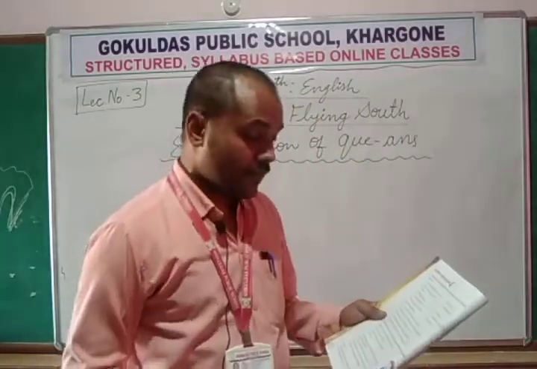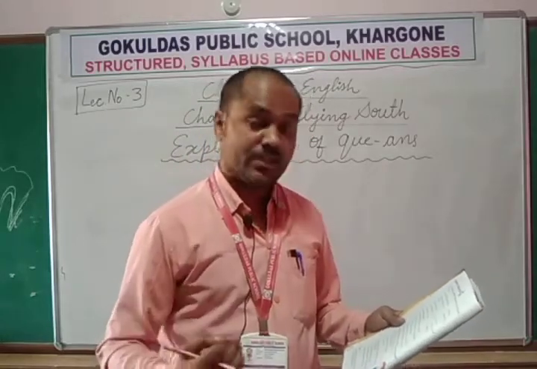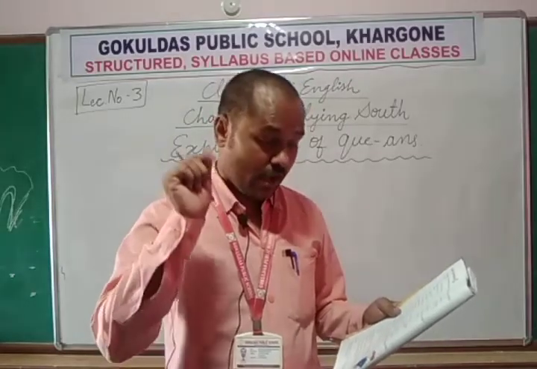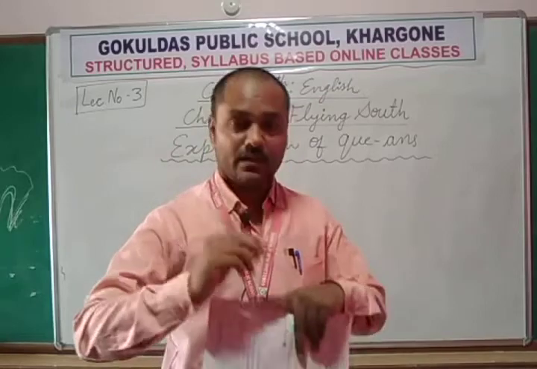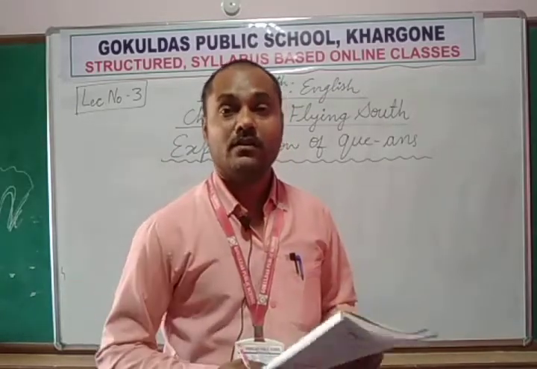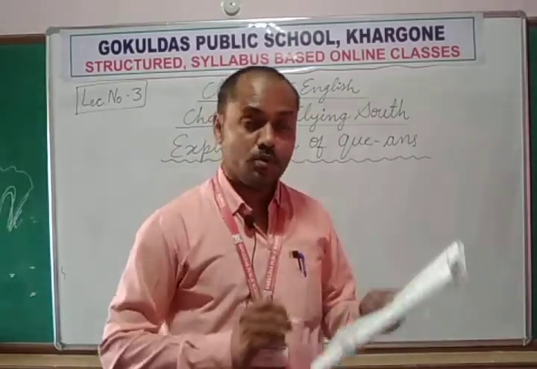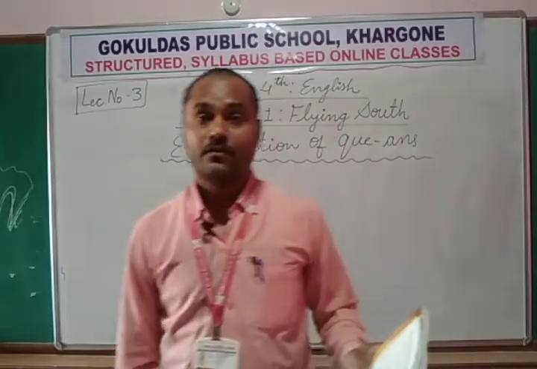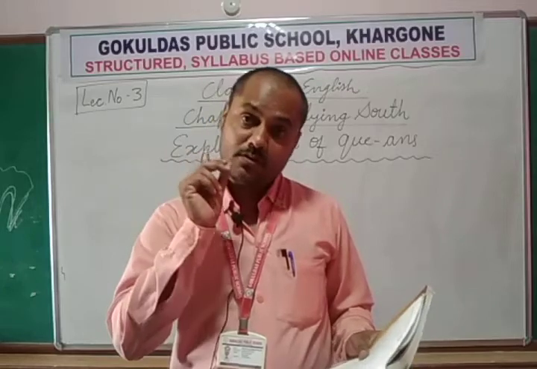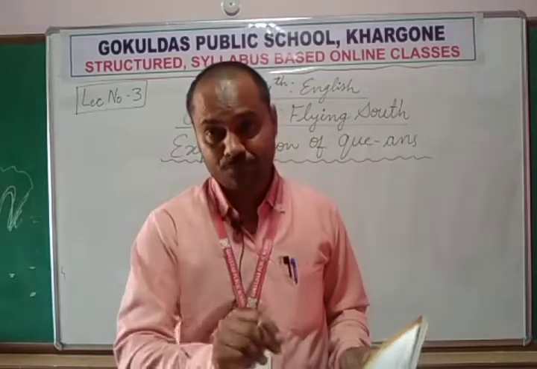Understood? Question number 5. Why did the ranger put a band? Band means a ring type of thing which is put around its leg. A band around the leg of the goose. Leg means feet. Okay, the leg of the goose, they put some band. So what is the reason? Why did the ranger do so?